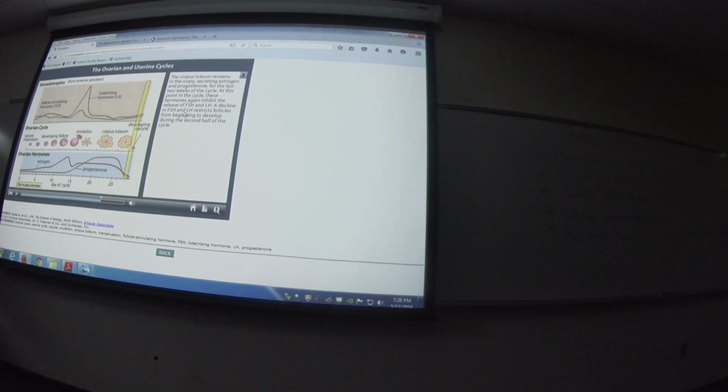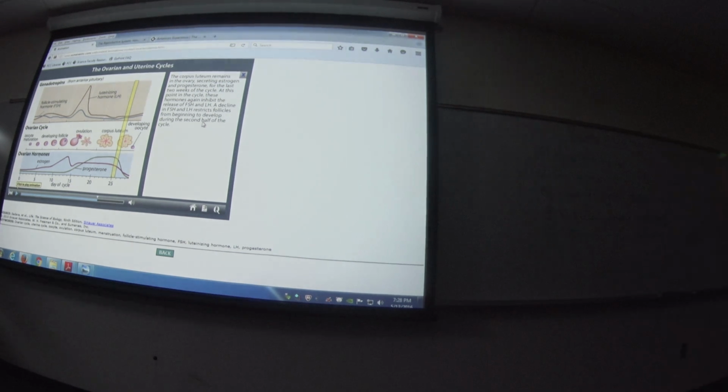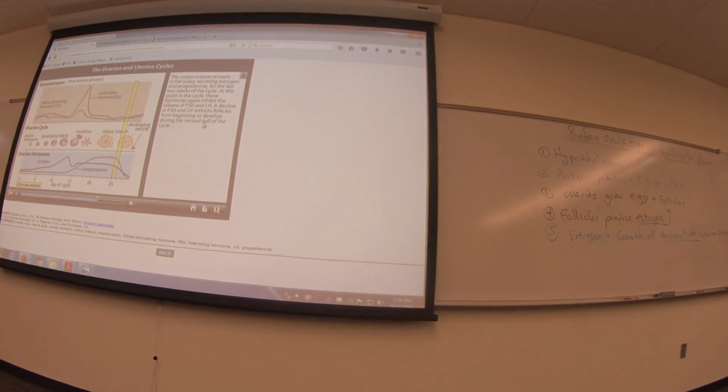Okay, listen to what he just said there, right? If we go back, at this point in the cycle, these hormones inhibit the release of FSH, right? So let's think about that. What kind of feedback would that be if I'm inhibiting something? Bingo, so over here we're going to add some more information in. At ovulation, you are positive feedback. But once you ovulate, you are not positive. You are negative feedback.